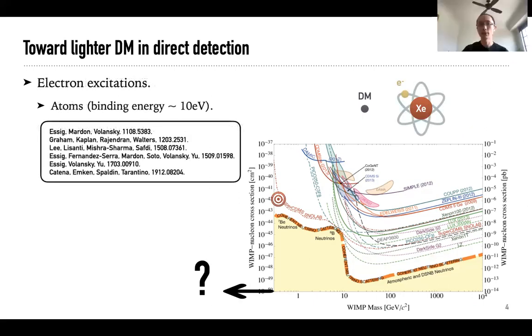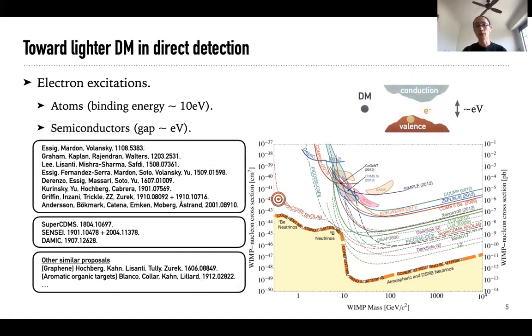But of course, a natural set of ideas to go beyond nuclear recoils is to realize that in addition to the heavy nuclei, we also have the much lighter particles, the electrons in the target. So we can look for electron excitations. Instead of dark matter hitting a xenon nucleus, it interacts with the xenon atom and can knock out an electron. And so we can detect this ionization signal. The associated energy scale is on the order of 10 electron volts, which is the atomic binding energy.